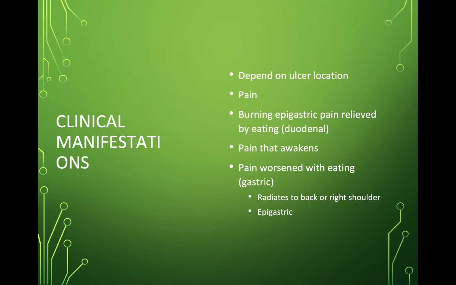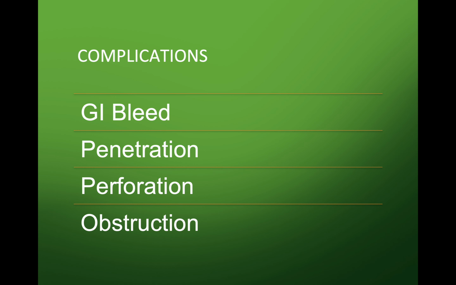Now, if the ulcer is in the duodenum, or that first part of the small intestine, then when they eat, their pain is probably going to get a bit better. So timing of the pain might give us some sort of indication as to where the actual ulceration has occurred.